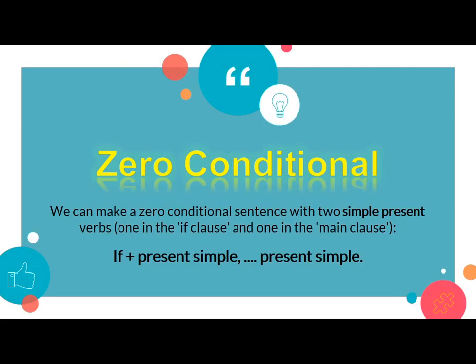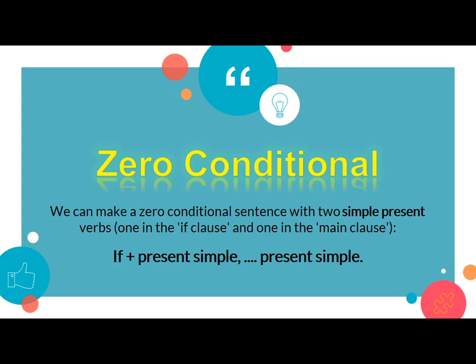Now, what is the 0 conditional about? First of all, we're going to take a look at the structure of the 0 conditional, and then we're going to move on to all of the examples and explanation in detail. In the case of 0 conditional, we can make a 0 conditional sentence with 2 simple present verbs. That means one of the verbs is going to be in the if clause, and the other one will be in the main clause, and the structure is the one presented on your screen.